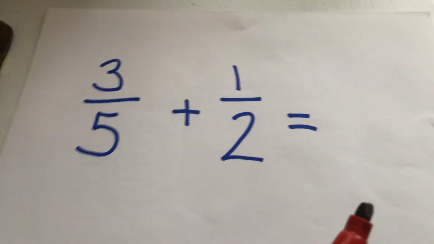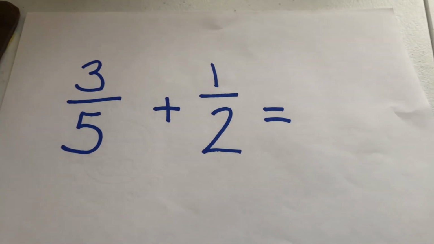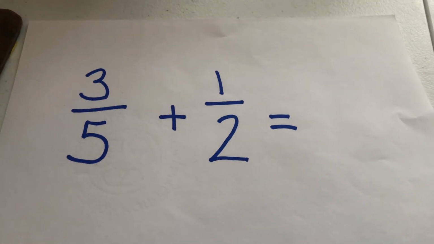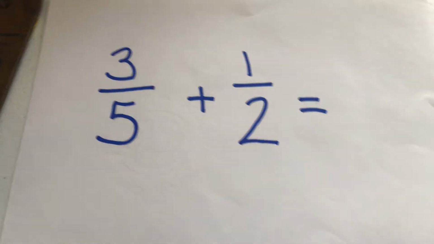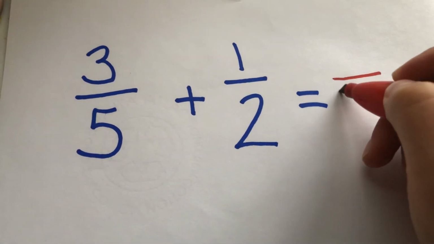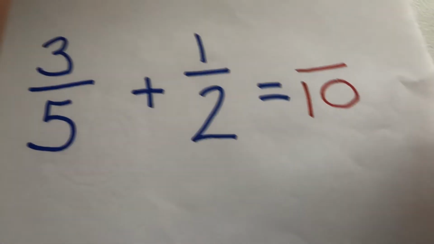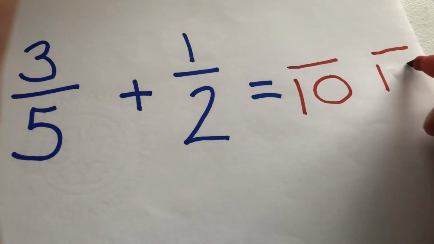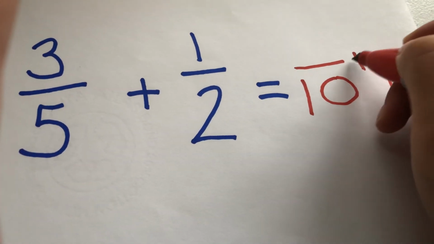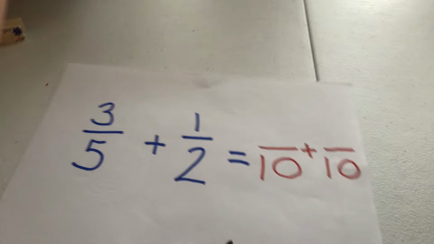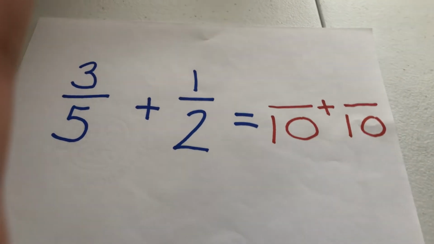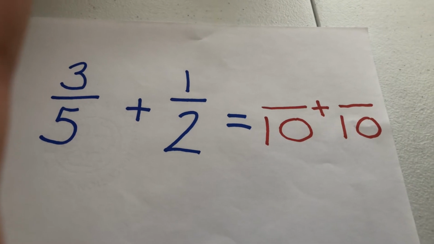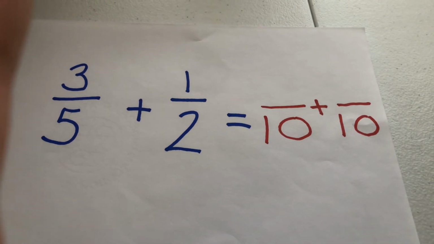But we can do a little trick to make them the same. So we're going to take the 5 and the 2, and we're going to multiply them. 5 times 2 is 10. We're going to make a new addition problem, okay? Now we have new denominators. And that way we'll be able to add them.